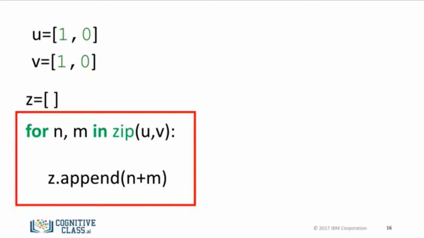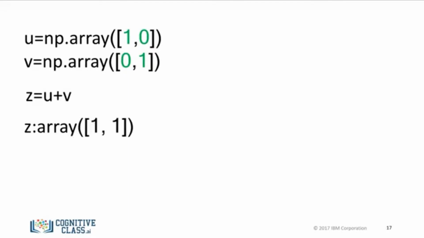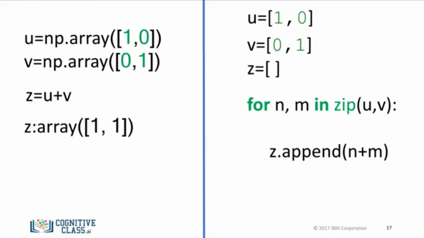The following 3 lines of code will add the 2 lists and place the result in the list z. We can also perform vector addition with 1 line of NumPy code. It would require multiple lines to perform vector addition on 2 lists as shown on the right side of the screen. In addition, the NumPy code will run much faster. This is important if you have lots of data.